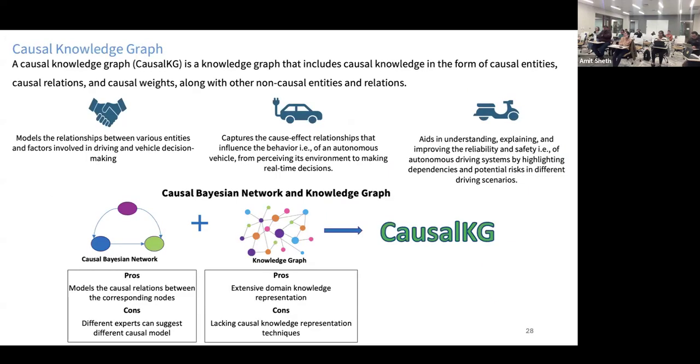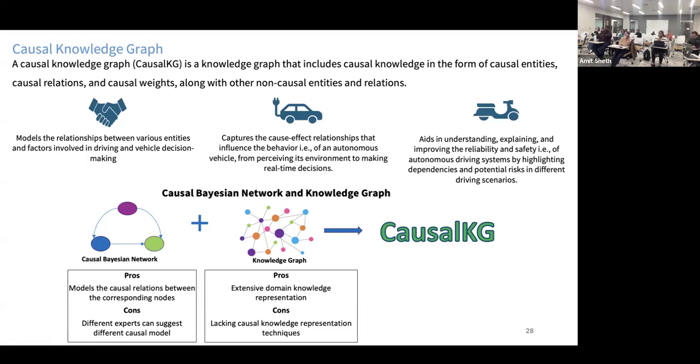So to do so, we combine, as we said, a partial Bayesian network into a knowledge graph, and we call it a causal knowledge graph. So why do we do that? Why don't we just use the Bayesian network, as we've seen earlier? So what are the pros? Obviously, it does have some benefits.